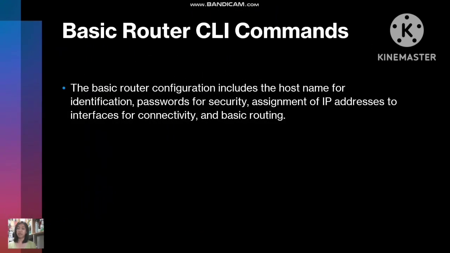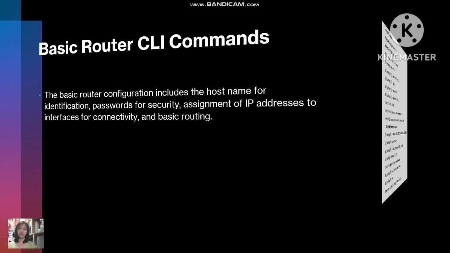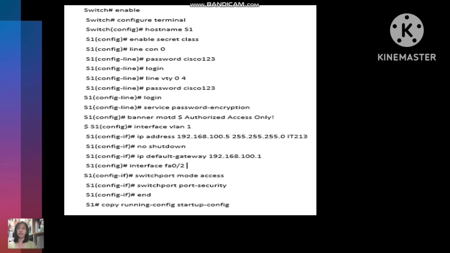now we have the basic router CLI commands. The basic router configuration includes the host name for identification, password for security, assignment of IP address to interfaces for connectivity, and basic routing. So here are the following.